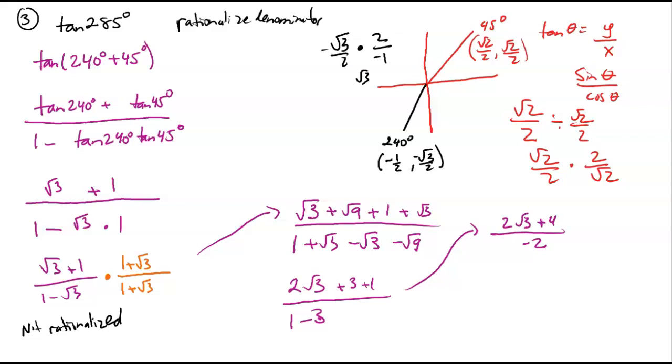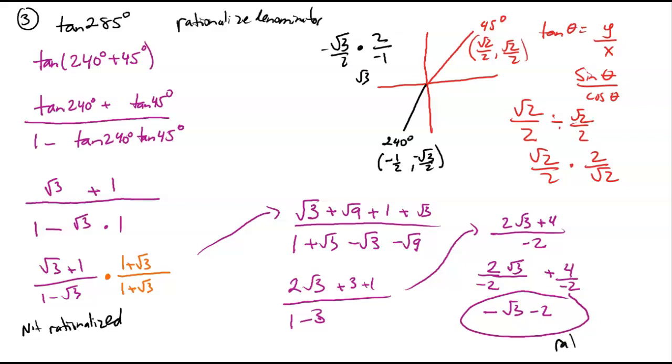So again, I got rid of my radical in the denominator. I can simplify this even more. So we can break up our fractions, and I'll be left with negative root 3 minus 2. This is the answer that I'm looking for. This means that it is rationalized. And as you go through this, you'll notice that when you find your tangents, you're going to get similar answers each time.